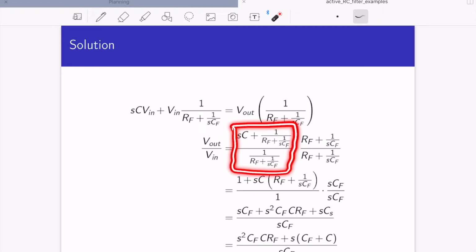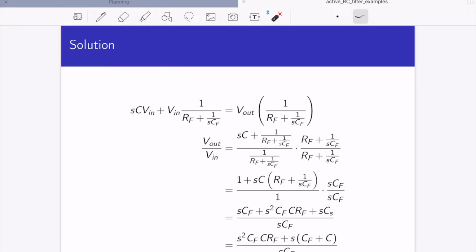First thing we're going to do is multiply through by RF plus 1 over SCF over RF plus 1 over SCF. So this term right here is 1, of course. And that's going to clear up a few things. That's going to make this denominator here be 1. That's going to make this term here be 1. And then we'll have a RF plus 1 over SCF.